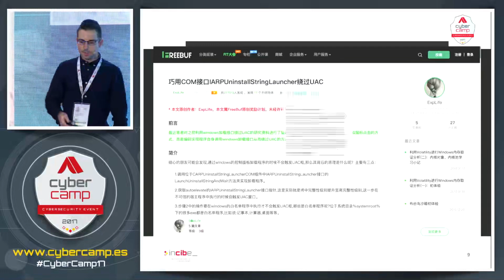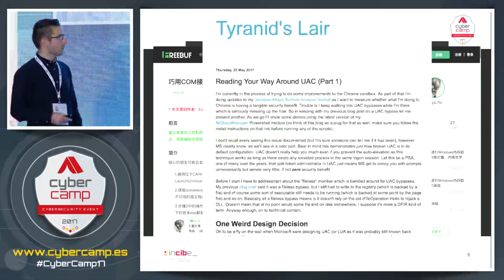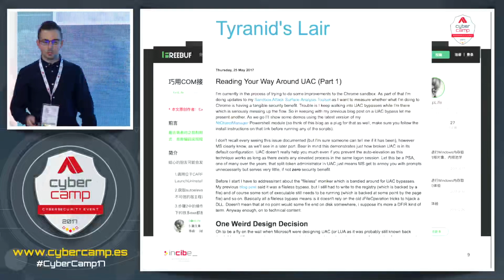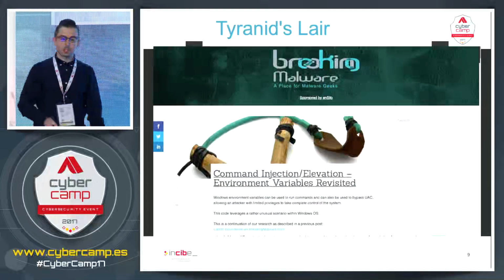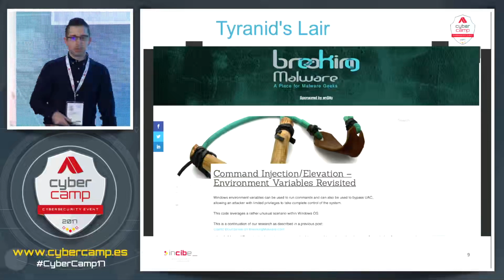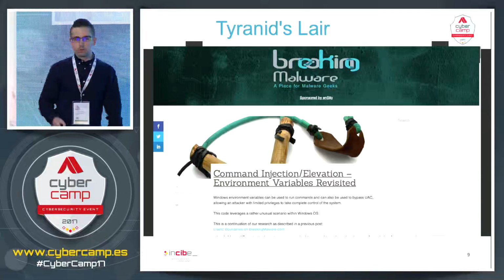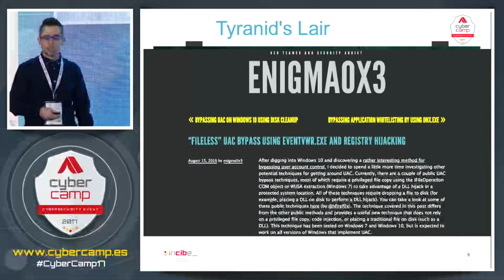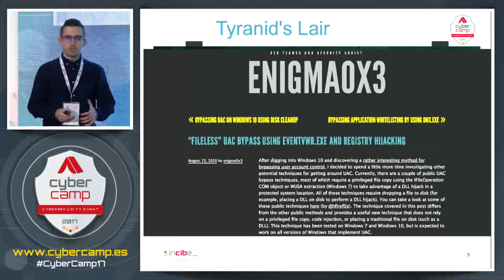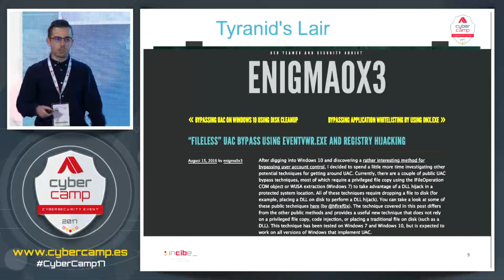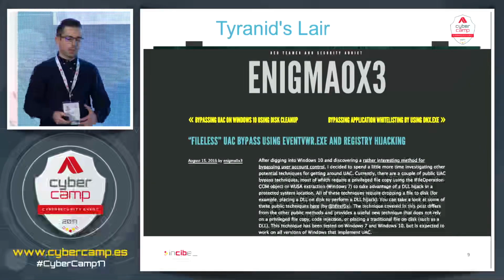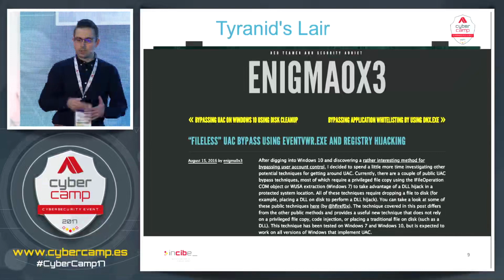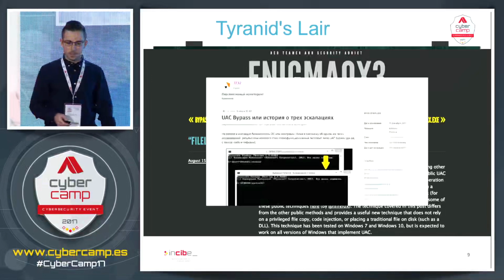The next one is Tyranid's Lair by James Forshaw, who used token impersonation in Windows systems. Another example, by the group behind some malware, used environment variables in Windows. Another example by Enigma took advantage of the API of the shell in order to bypass the user account control without requiring further files.